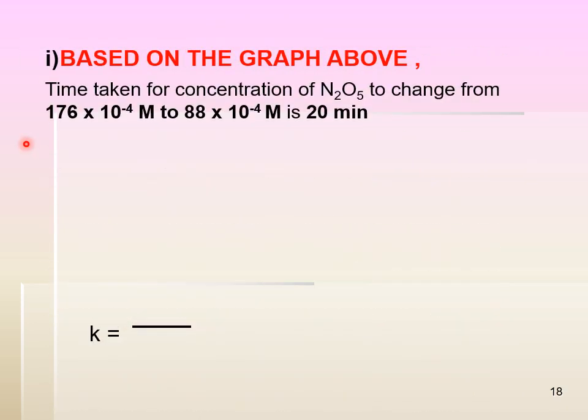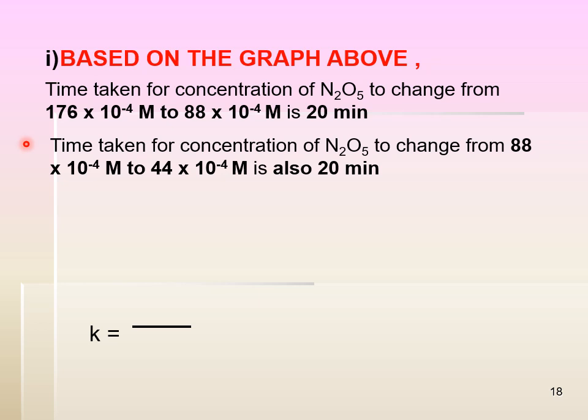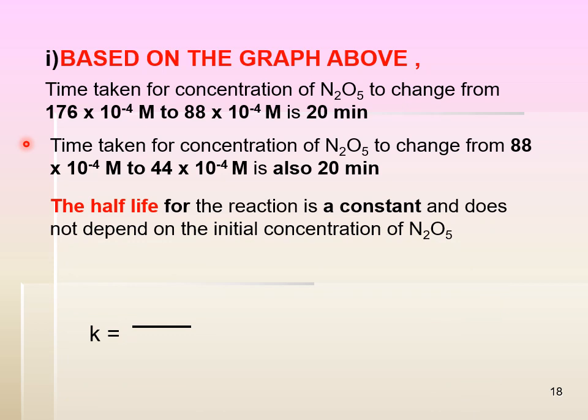This is a bit of explanation on the graph. The time taken for the concentration of dinitrogen pentoxide to change from 176 to 88 times 10 to the power of negative 4 molar is 20 minutes. And then the time taken for the concentration of N2O5 to change from 88 to 44 times 10 to the power of negative 4 molar is also 20 minutes.